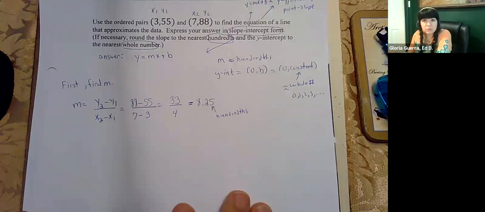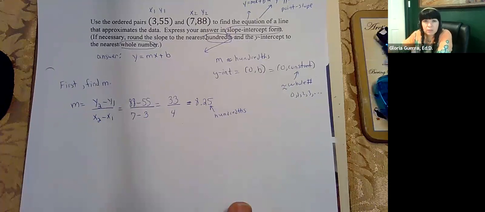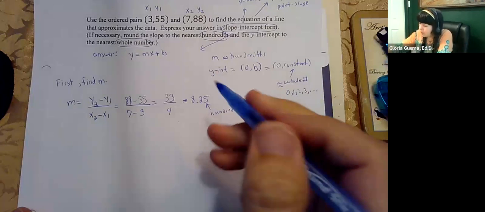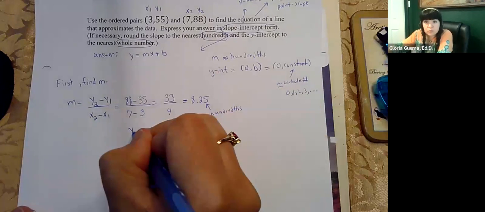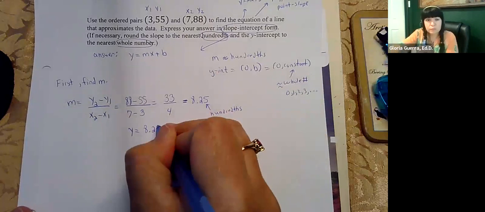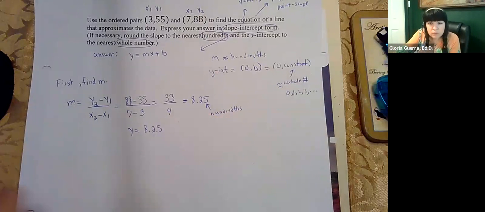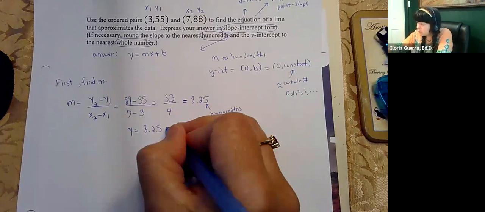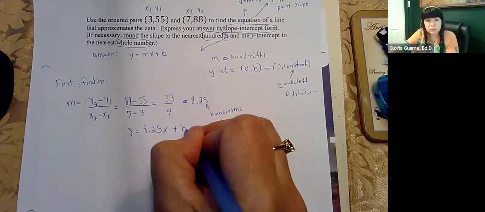That's what that means. And now they want this format, y equals mx plus b. So now you have y equals 8.25x plus b.